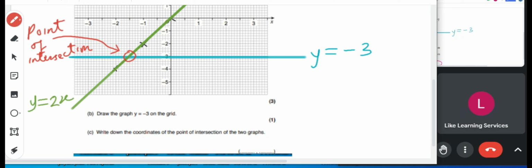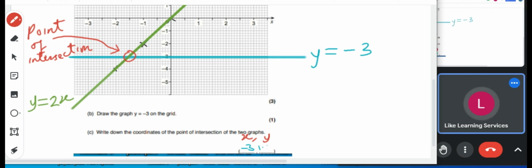I don't know what the x value is. Pardon? You know or you do not know? Be careful. X value and then the y value. Remember, whenever you're writing coordinates, the x value should come first. X value comes first. Okay. Please.